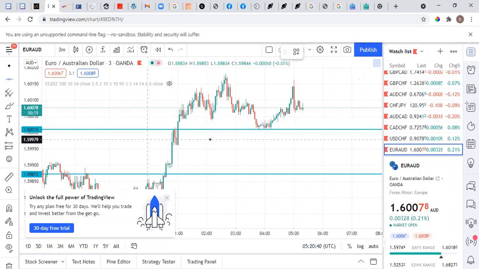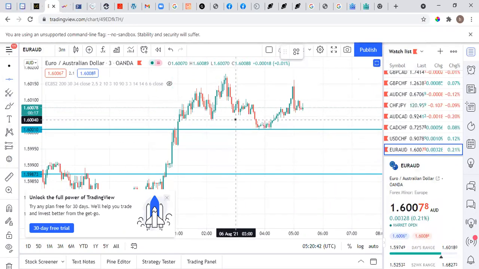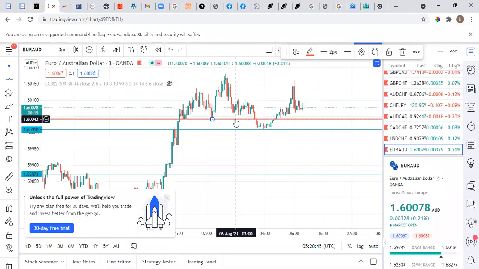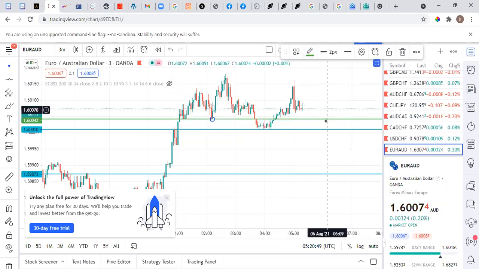So Euro-USD is good. It's looking good here. There's a support line here. Okay, so let me take this up too.